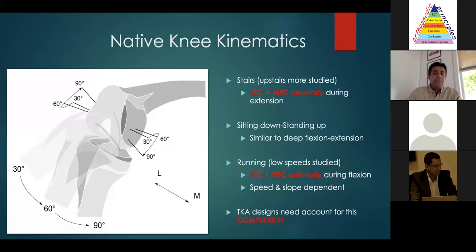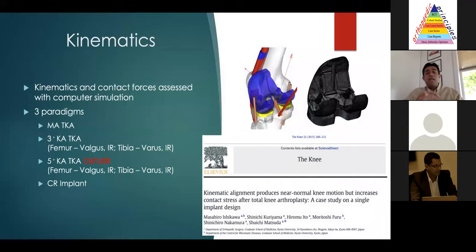So let's look at the first principle. Are kinematics restored? So this is a study that came out of Japan, which looked at kinematics and contact forces, and they looked at computer simulation. And they had three paradigms. The first one is a mechanically aligned total knee. The second one is a 3-degree kinematically aligned, so that's the restricted kinematically aligned knee. And the last one is a 5-degree. So it's an outlier. They said that, oh, something went wrong and we have an outlier.